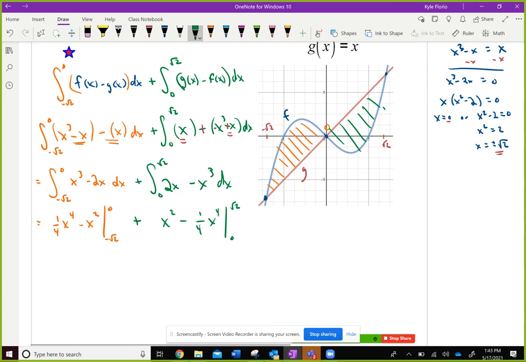That's right here. You have to do them in two different sections. Wait, so you plug in the top one first, not the bottom? Yep. So for the first one, you're plugging in 0 and then negative root 2. On the second one, you're plugging in root 2 and then 0. Then you add.